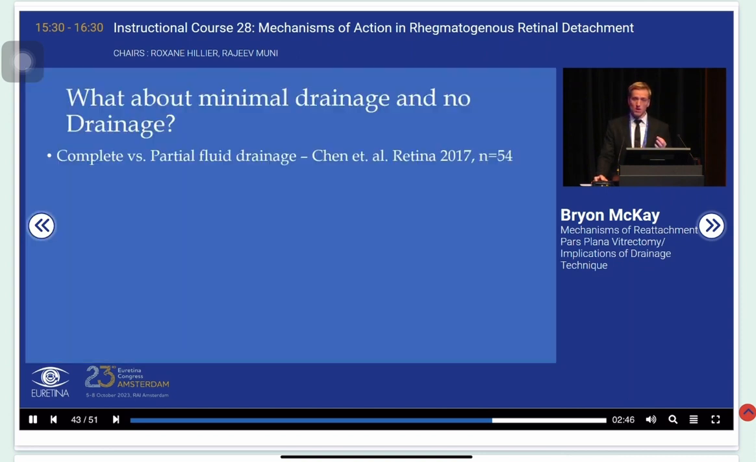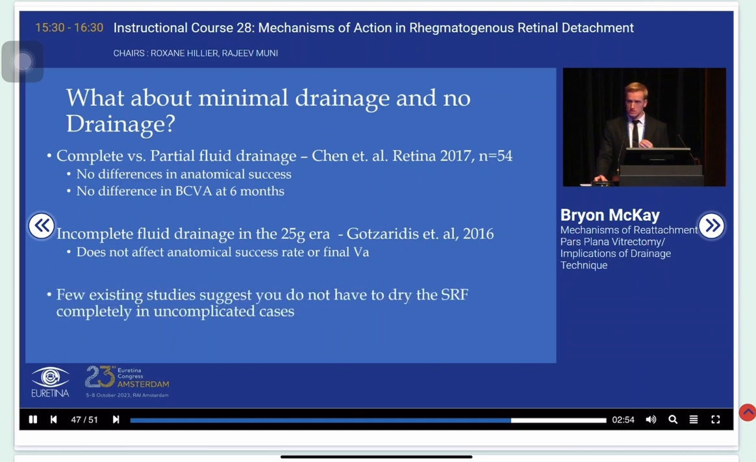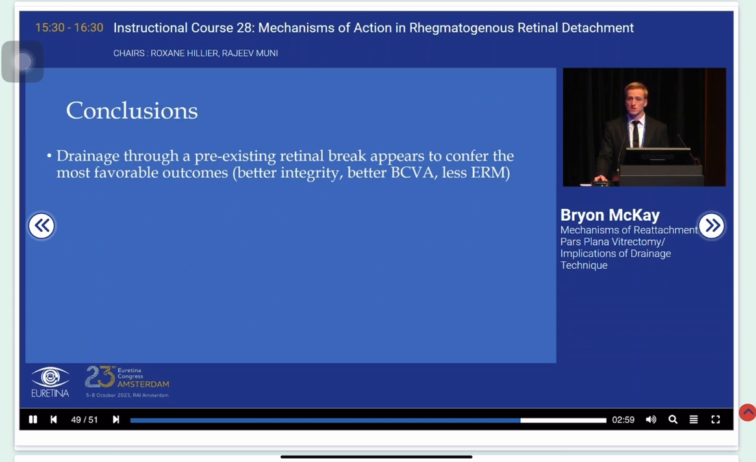So what about non-drainage or minimal drainage? Well, we're starting to discuss this. Anatomical success rates seem to be similar between the two, and so it doesn't seem advantageous to completely dry the retina. In fact, you may end up hindering reconstitution of the outer retina, at least on the OCT level, but it does seem to corroborate quite well with visual acuity and aniseikonia.